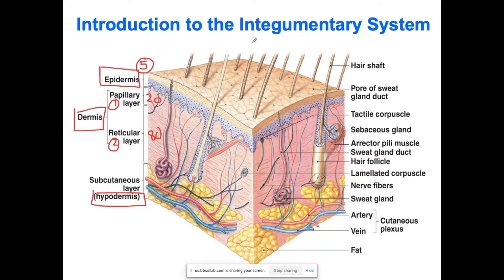Now, the reason why we do the skin or the integumentary system as the very first system that we discuss in Anatomy and Physiology 1 is that we just spent time talking about the 4 different types of tissues. And the skin actually has all 4 types of tissues. In the epidermis, there's epithelium. And in the dermis, we're going to have connective tissue. And then we have muscle and we have nerve. So we have all 4 types of tissue in the skin.